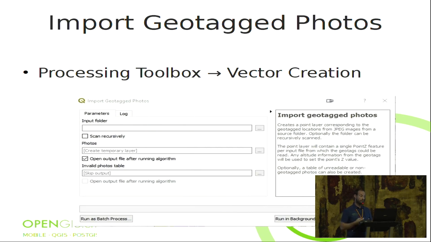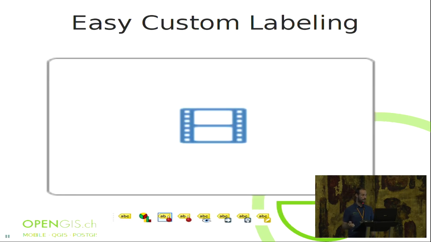Another cool new processing toolbox tool is under vector creation. It's importing of a bunch of geotagged photos. If you have a folder that is full of geotagged pictures, you can just run this import geotagged photos tool, and it will create a new table in your geodatabase, geopackage, obviously, and you can have them visualized.